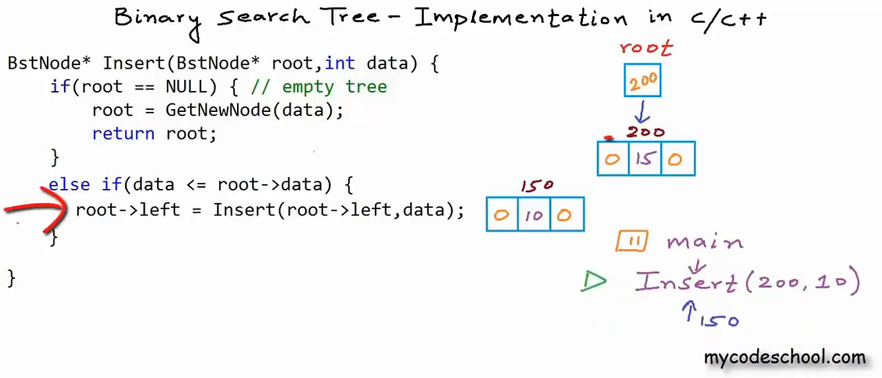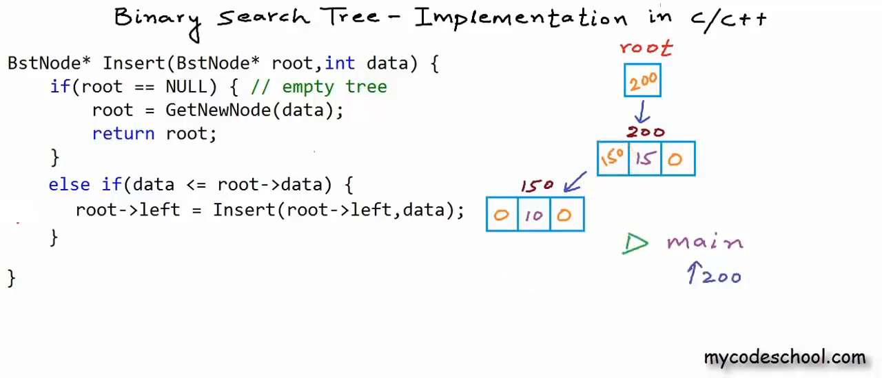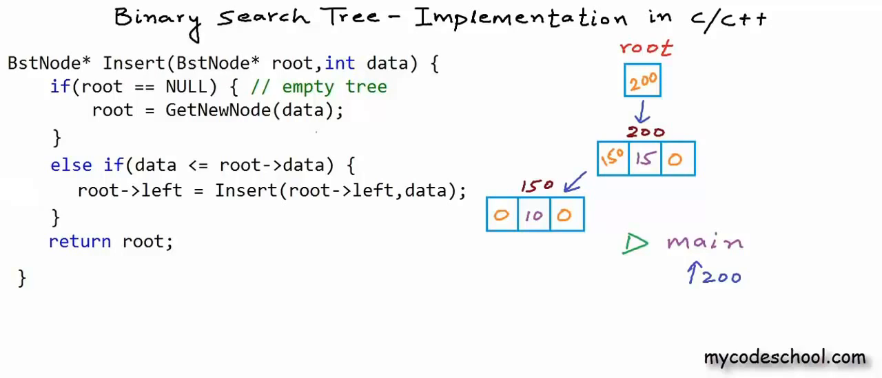now this particular address will be set as 150, so we will build this link. And now this insert call can finish. It can return back the current root. Actually this return root should be there for all cases, so I'm taking it out and I have it after all these conditions. Of course, we will have one more else here.